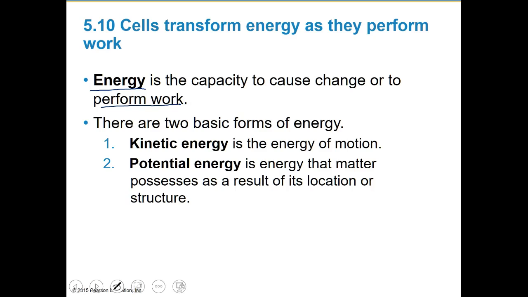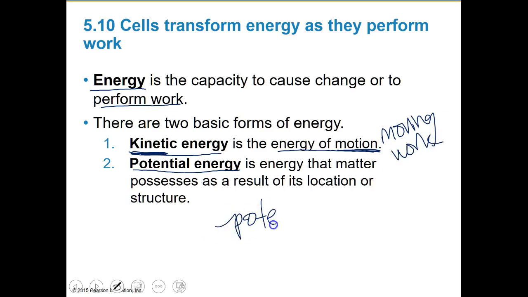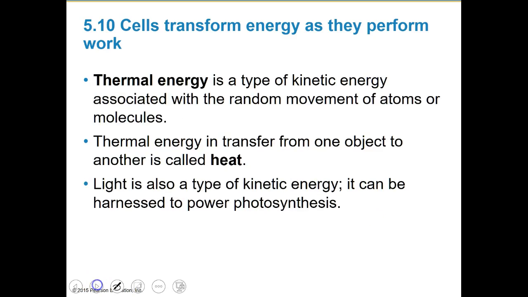So basic forms of energy: kinetic energy is energy of motion. Think kinesiology, it's about motion. Potential energy is the energy that matter possesses as a result of its location or structure. So it's like the potential to do work. Kinetic energy is like moving work, and potential energy is the potential to do work, and that could be based on location or on its structure.